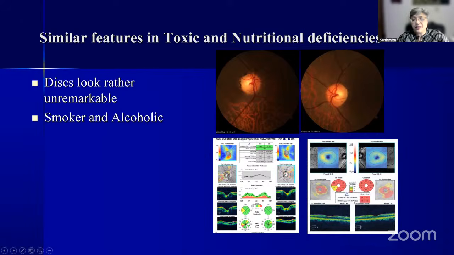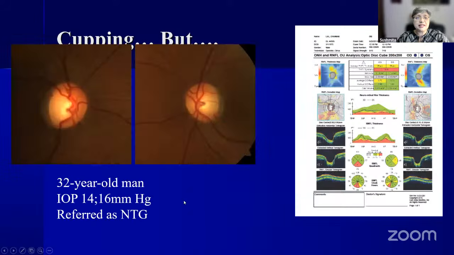But if you do the GCA, you'll realize that the macula is completely gone. So be very careful in smokers and alcoholics. Look for B12. And actually, if you just give them injectable B12 for a short course, they actually revert back and they do well if you catch them in time.